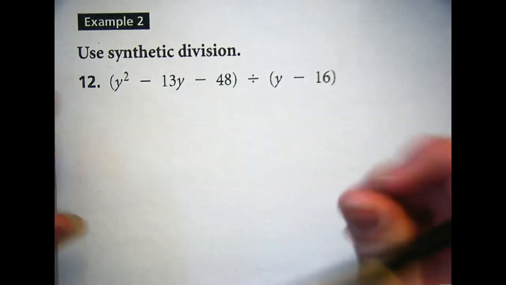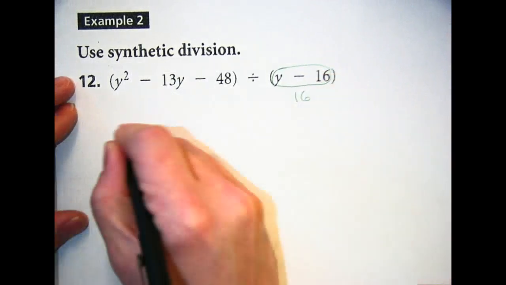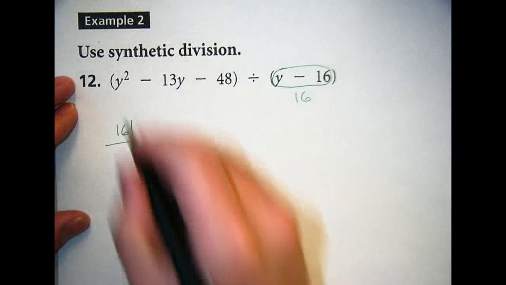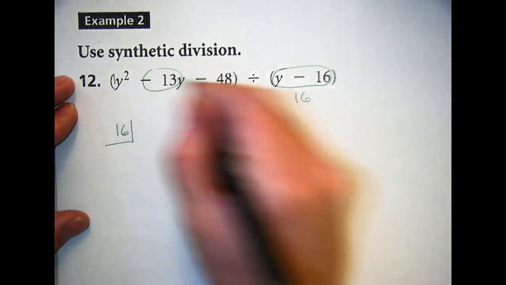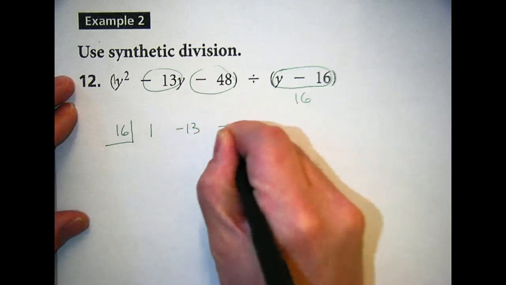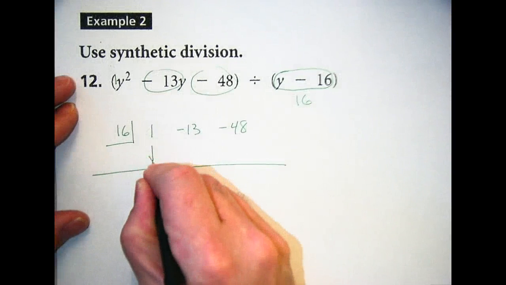Okay, we start out by figuring out what makes this equal to 0. That happens to be 16. That 16 is going there. We take our coefficients, the 1, the negative 13, and negative 48, stack them up there, drop down our 1.